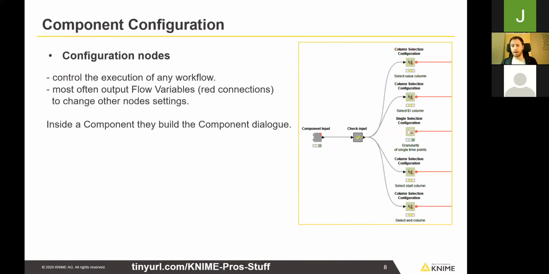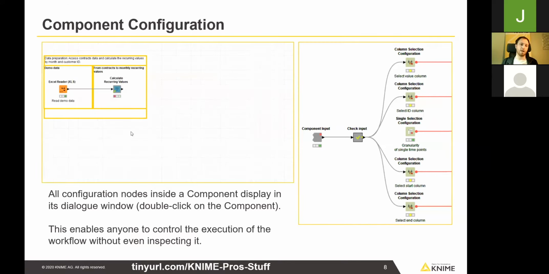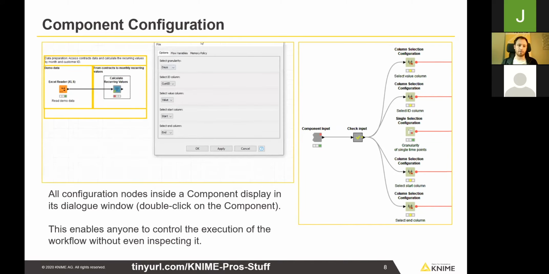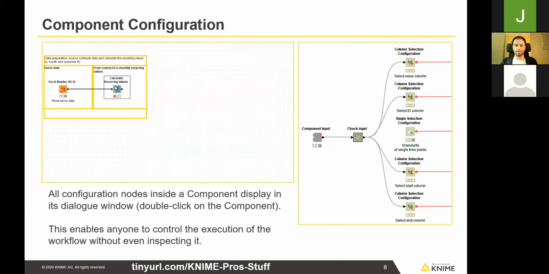This is a component by Marit, and you can see she's using a lot of configuration nodes. When you open the component dialog, you double click on the component and you are able to control it. Each element in the dialog of the component comes from one of those nodes. So you double click, calculate recurring values. You see here 5 drop downs. This is because we have 5 configuration nodes inside of the component.